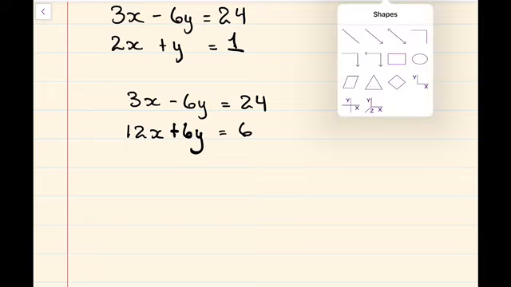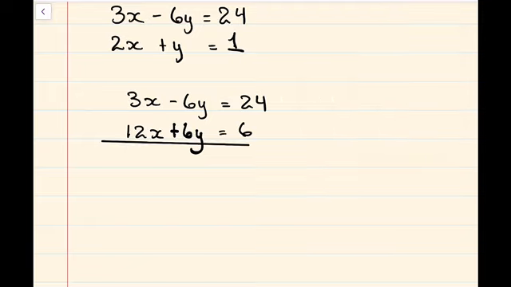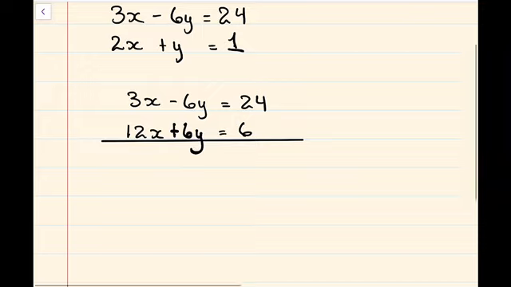So that's what we're going to do right now. Solve the rest. So we're basically going to be adding here. We're going to add the 3x and the 12x. 3x plus 12x is 15x. And if we look here, this -6y plus 6y are going to cancel out each other. So we just cancel it out like that because that's going to be 0. And 24 plus 6 is equal to 30.